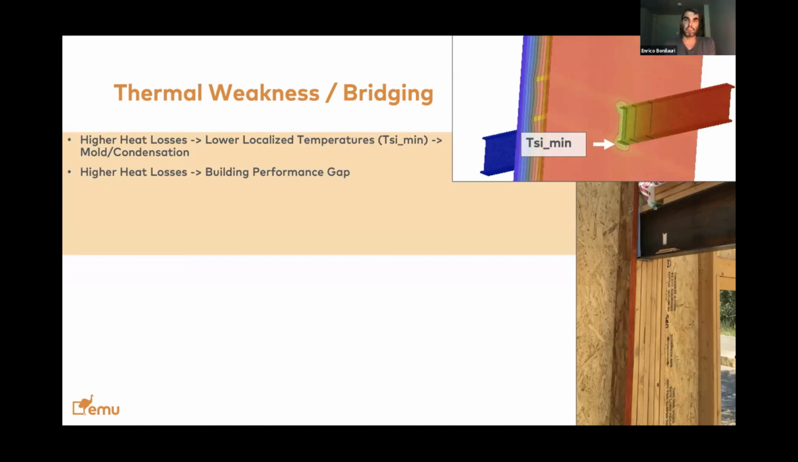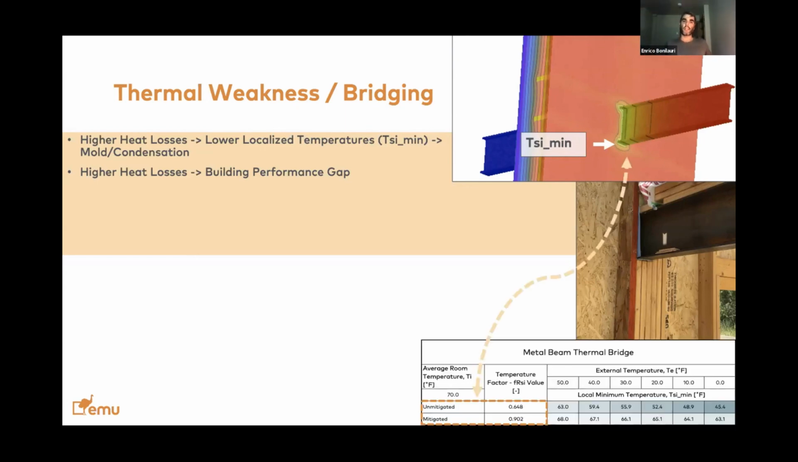And unfortunately, code does not cover this effectively. It does cover the second part of thermal bridging, which is that if you have high heat losses, you have a building performance gap caused by the loss in R-value. Code does provide a simplified way to address that, but it does not really address the risk of mold and condensation. In this table, we see what we call the temperature factor, the fRSI value, that describes the temperature at the bottom of the beam.